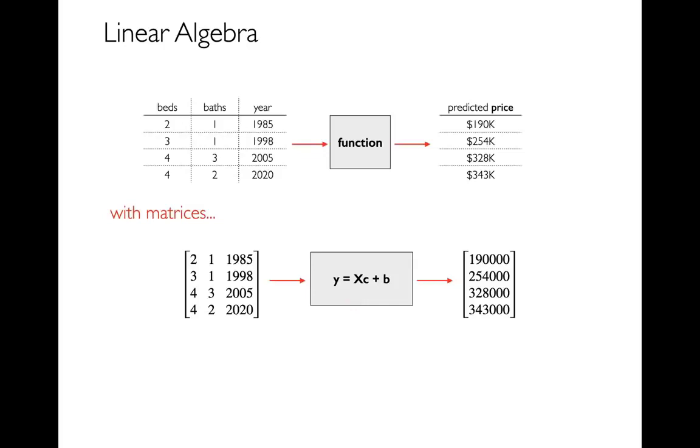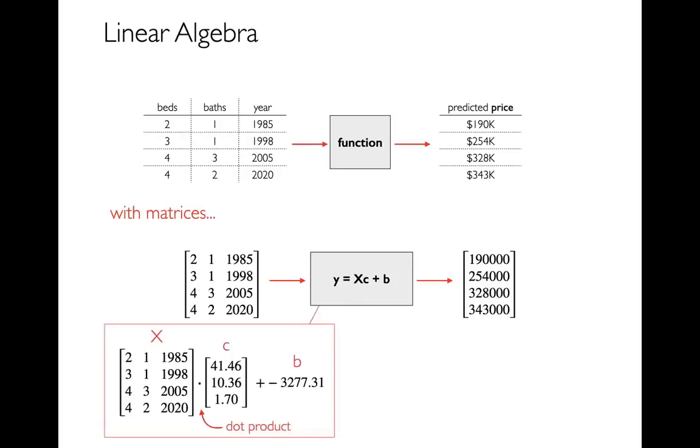This is not a regular multiplication. It's actually something called the dot product, and it looks like this. I can take this X matrix here, dot product it with this vector, and then add a number, and that's how I'm going to get my results over here on the right-hand side, one prediction.